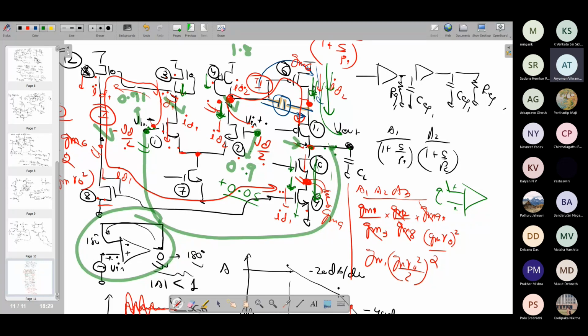If you are shorting Vin one and Vout, I didn't understand how we are just copying the exact same signal. Then how are we getting any gain? This is a voltage follower, right? Have you studied voltage follower in your basic electronics?